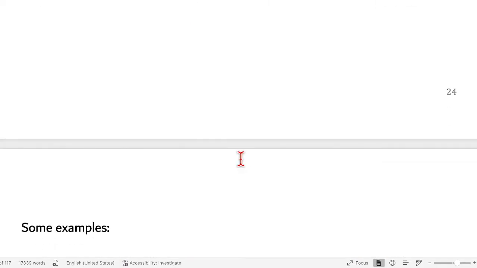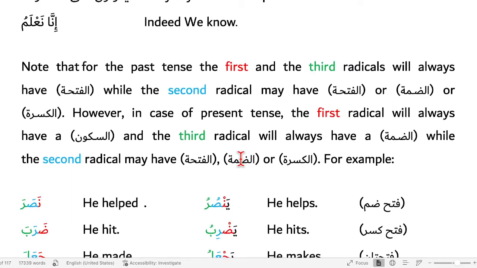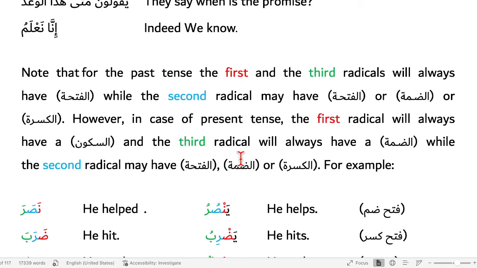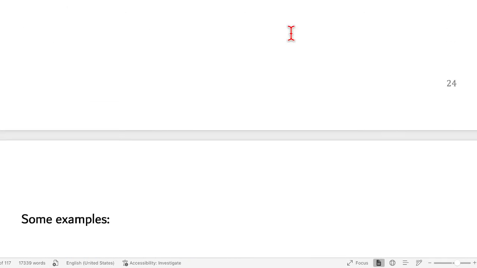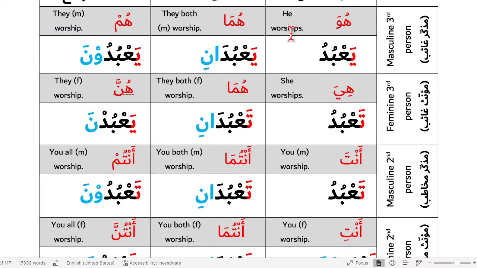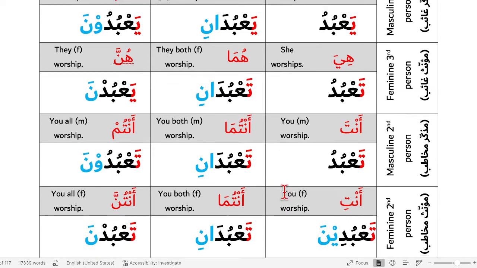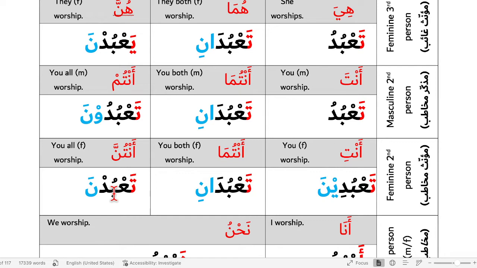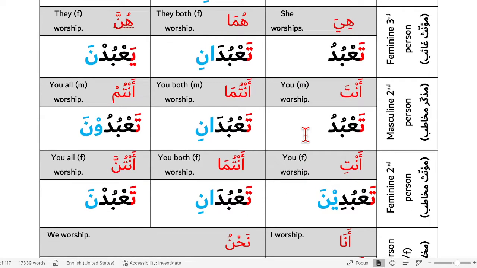So we can try another one. Let's take Nasara, Yansuru. Yansuru, Yansurani, Yansuruna, Tansuru, Tansurani, Yansurna. Tansuru, Tansurani, Tansuruna, Tansurina, Tansurani, Tansurna. Ansuru, Nansuru. So same.